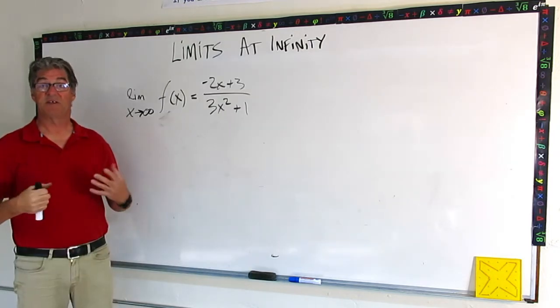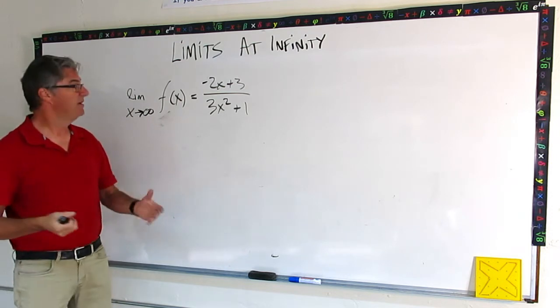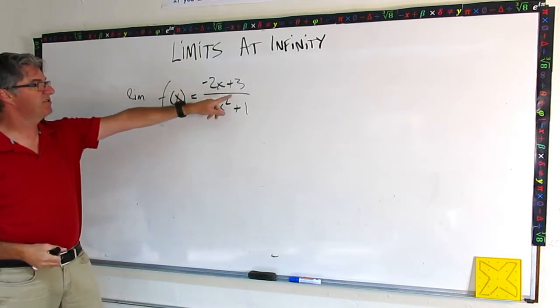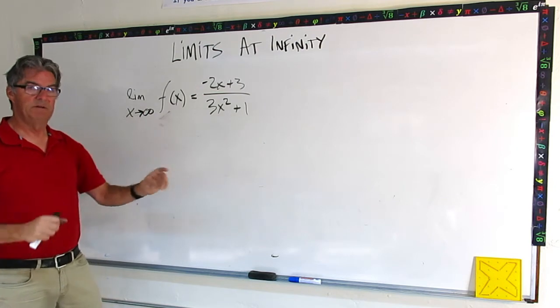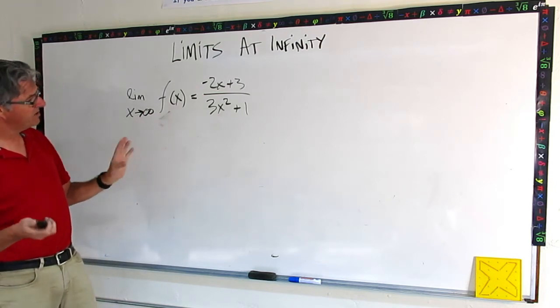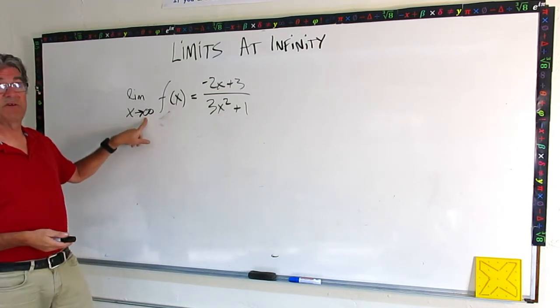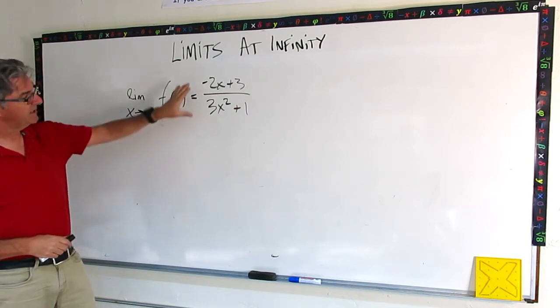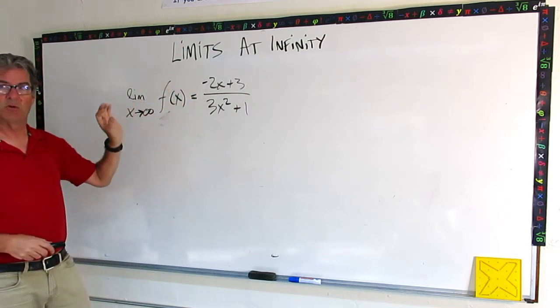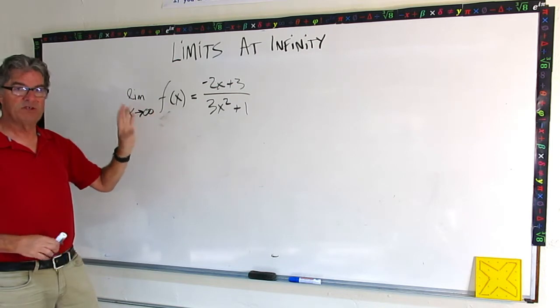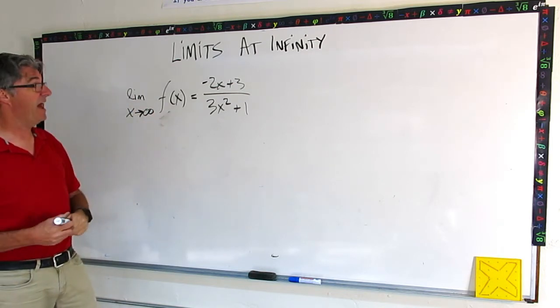Okay, let's analyze a little bit more of a complicated limit. So here's our function, minus 2x plus 3 over 3x squared plus 1. Looks a little complicated. How do we know what's going to happen with this function when x goes to infinity? Well, there's a little trick. We're going to simplify this down so we can quickly and easily figure out which terms go to 0 and what's left after that. Okay?